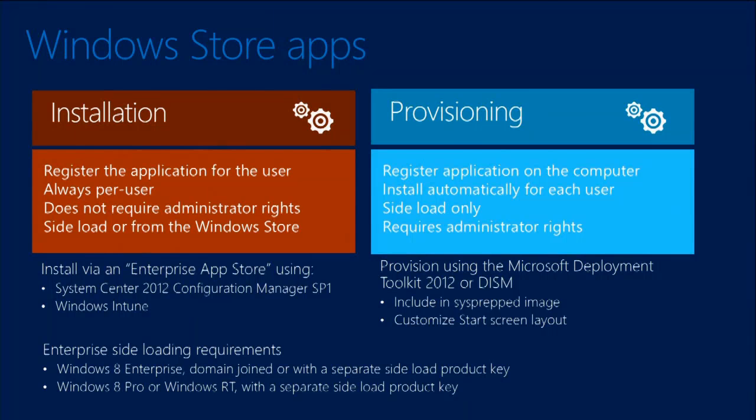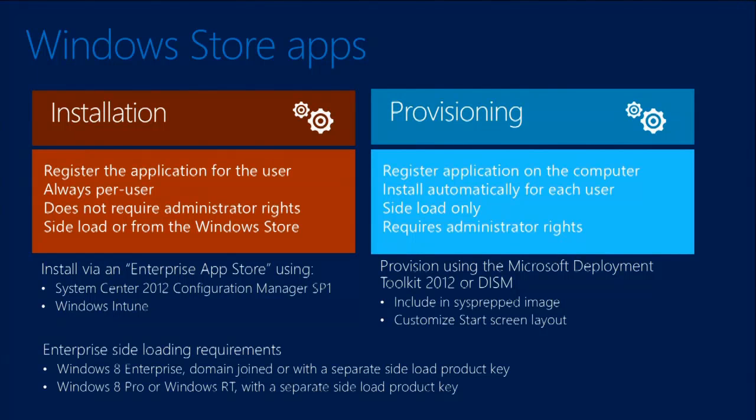So the process then of provisioning or installing, you can do it using PowerShell. You can also do it using DISM, which is a command line executable that achieves the same functions. There are some specific requirements for sideloading. The requirements basically are be running Windows 8 Enterprise, joined to Active Directory. If you join Windows 8 Enterprise into Active Directory, it's automatically eligible for sideloading.